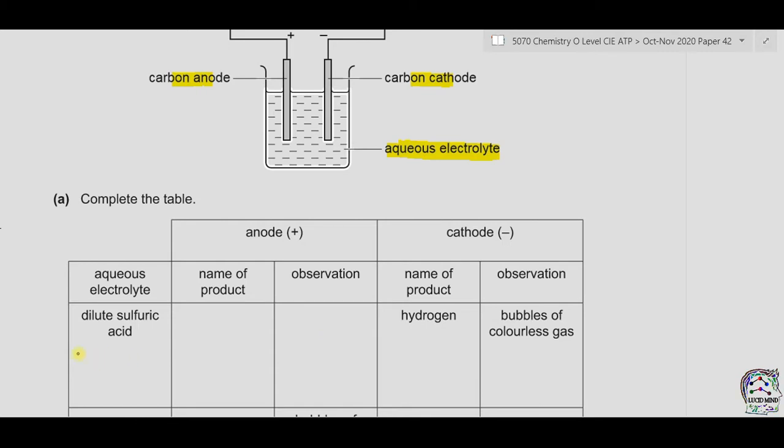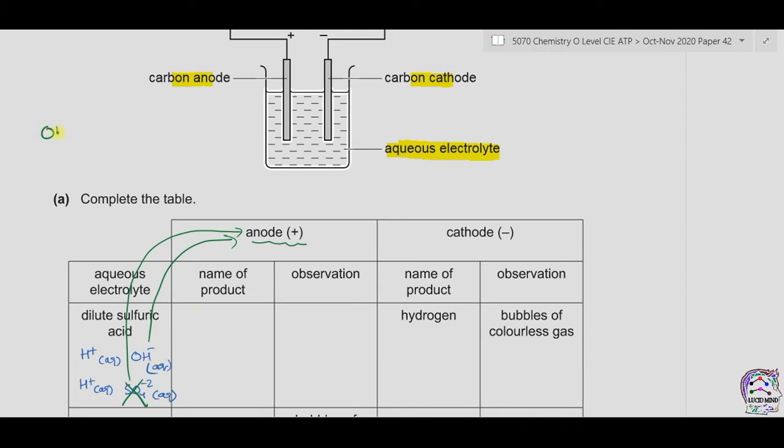So for dilute sulfuric acid, we know that the ions present are H+ aqueous and OH negative aqueous from water. We also have H+ aqueous from dilute sulfuric acid and sulfate -2 from dilute sulfuric acid. As anode is positive, negative ions will move towards anode, so it could be OH negative and sulfate. As we know that sulfate does not discharge, only OH negative will make the product.